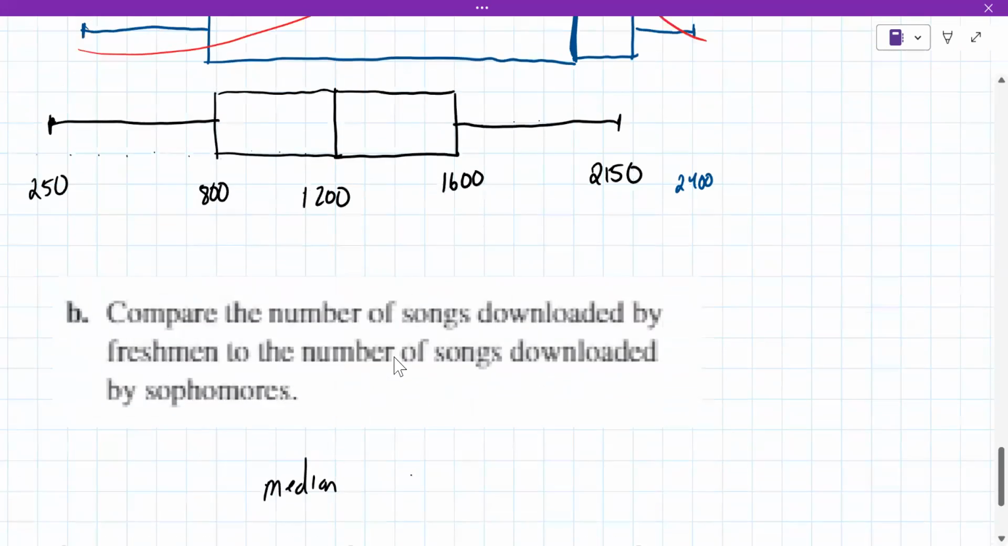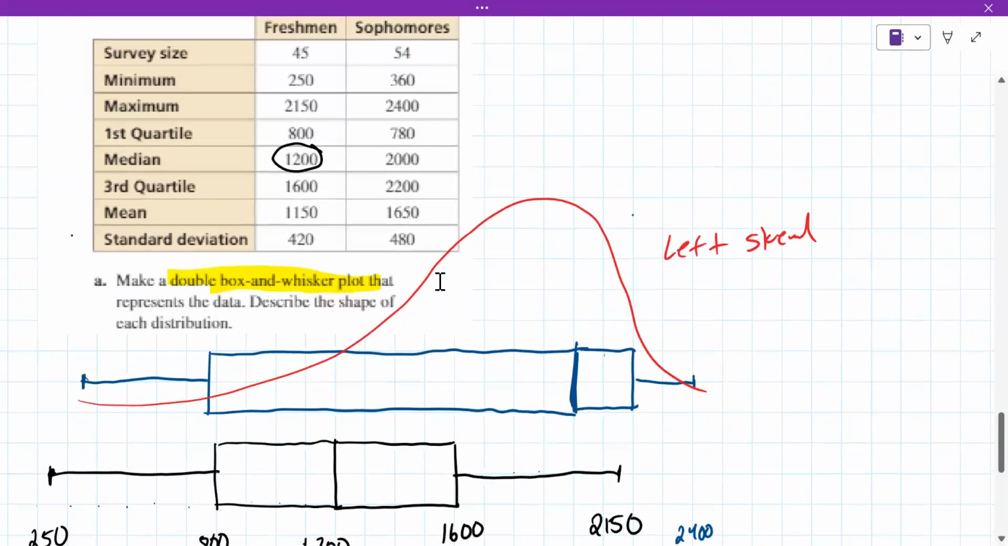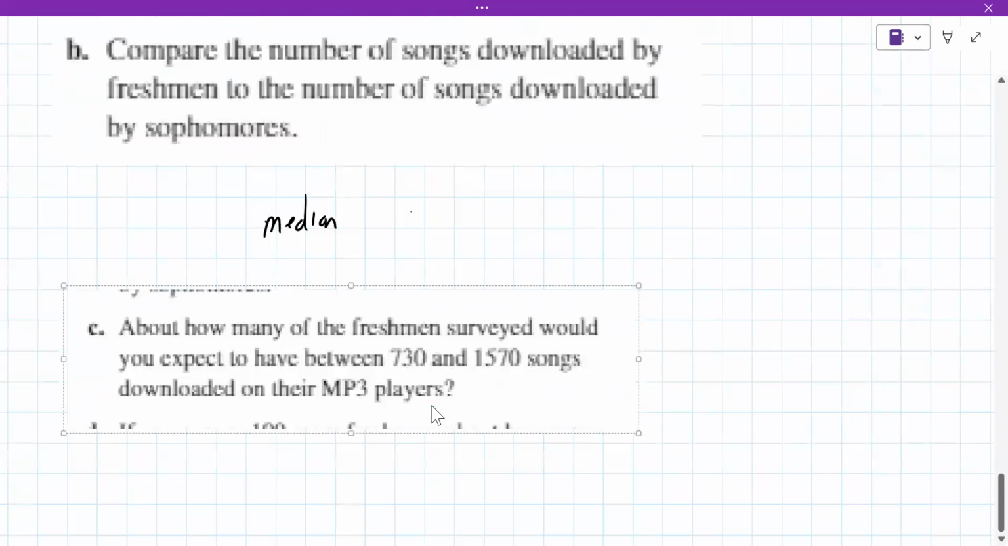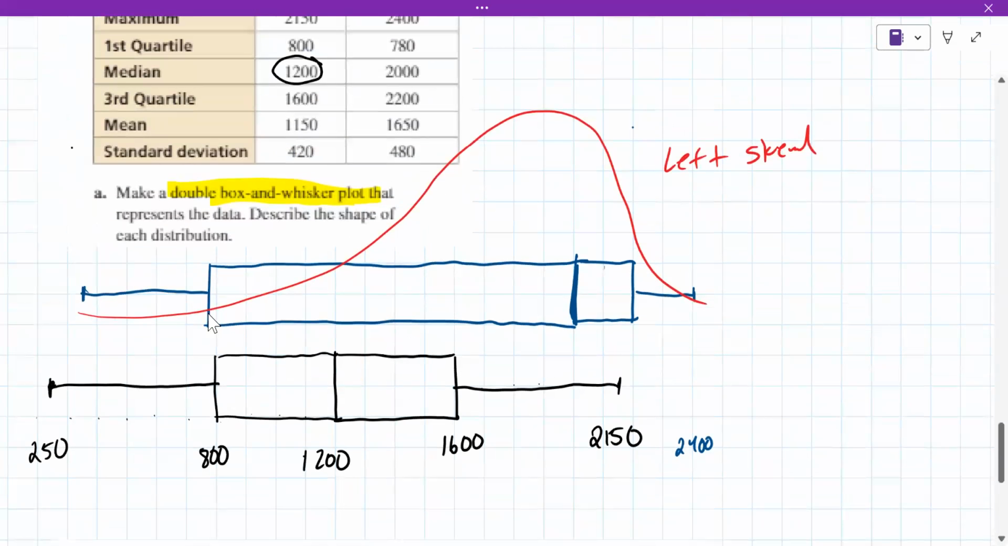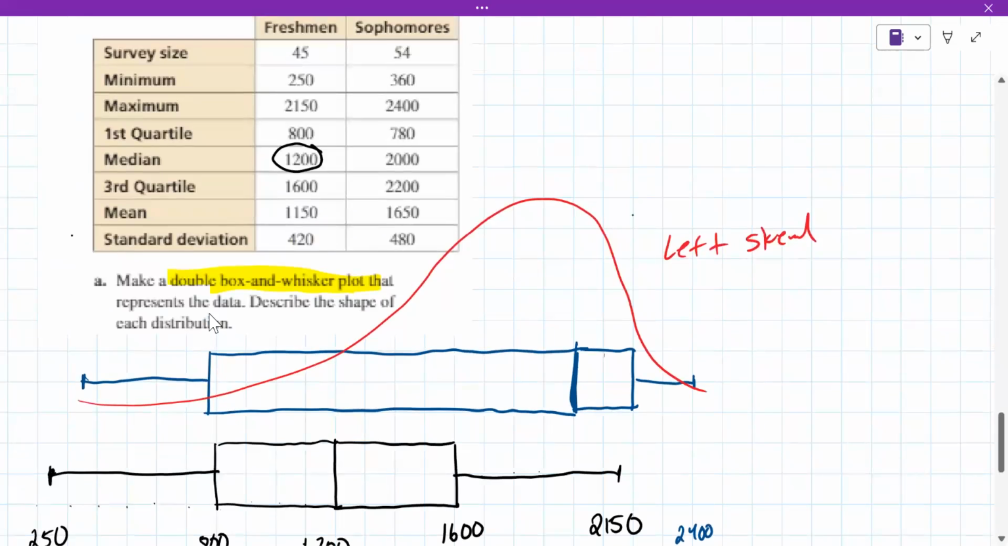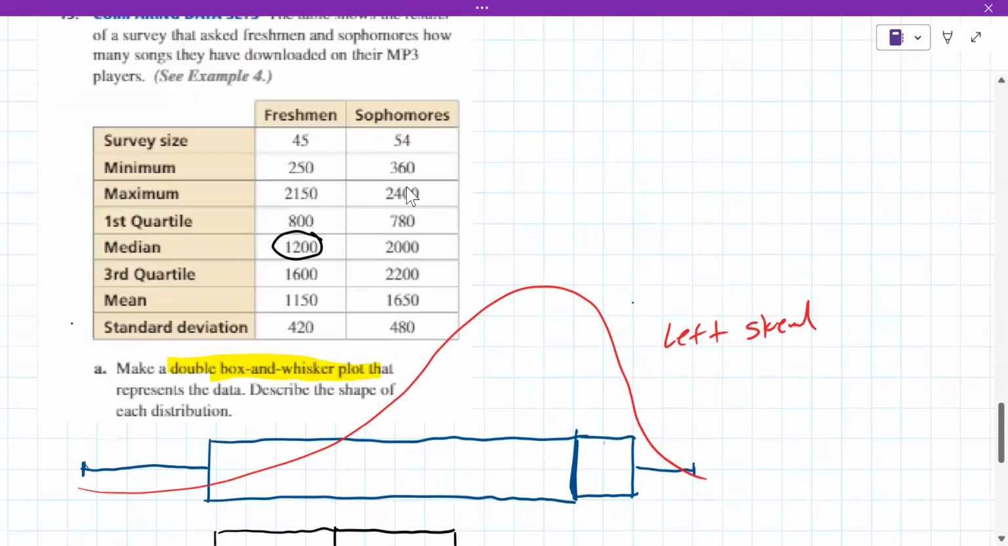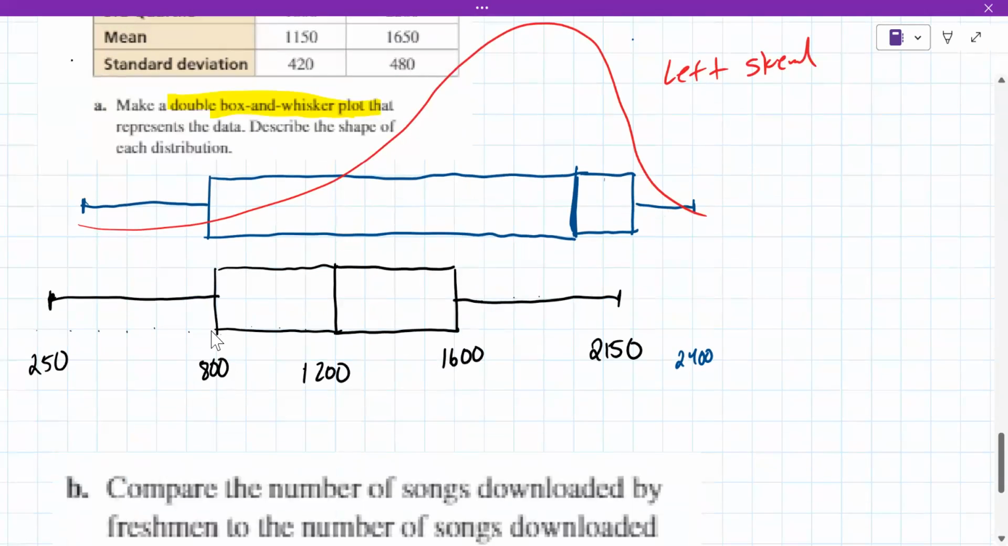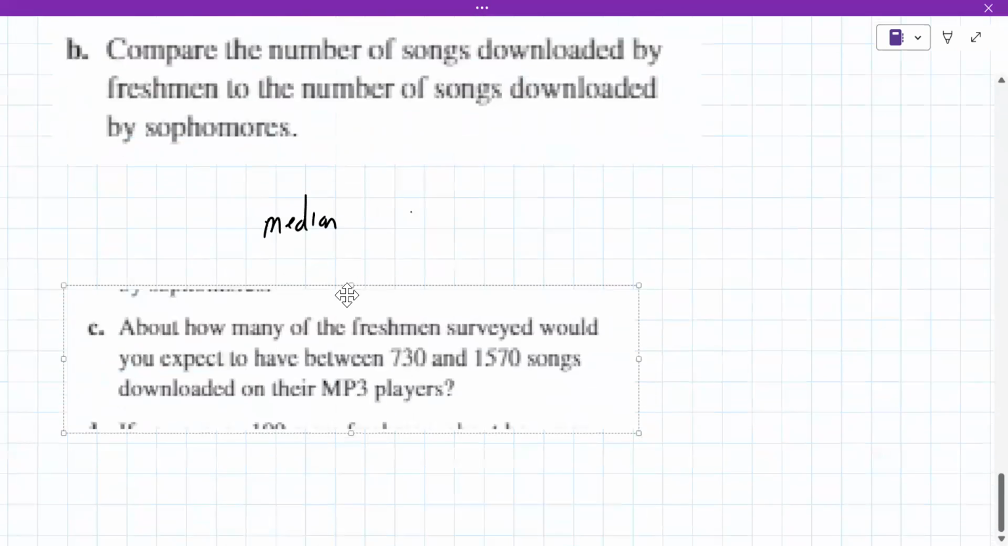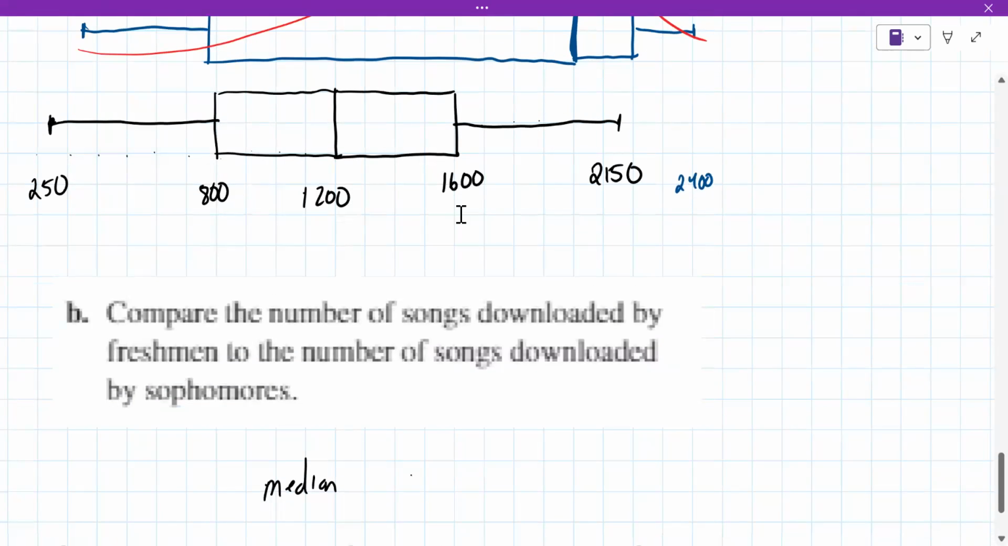Wouldn't that be like the third quartile? Did I get these wrong? 730 and 1570. I think so. To me, they're asking about this, see where this is about 800 and this is about 1600. They're kind of asking about that middle 50%. Because 730 is a little bit below this, 1570 is kind of like right in there roughly. So it's about 50%.